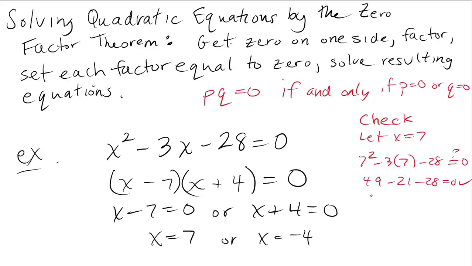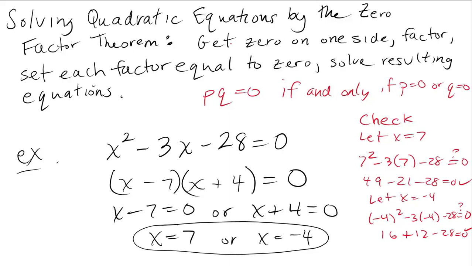Let's check the other solution, negative 4. And I get negative 4 squared minus 3 times negative 4 minus 28, and that's supposed to be equal to 0. Negative 4 squared is positive 16, and negative 3 times negative 4 is positive 12, and 16 plus 12 is 28, and 28 minus 28 really is 0. Both of these check out.